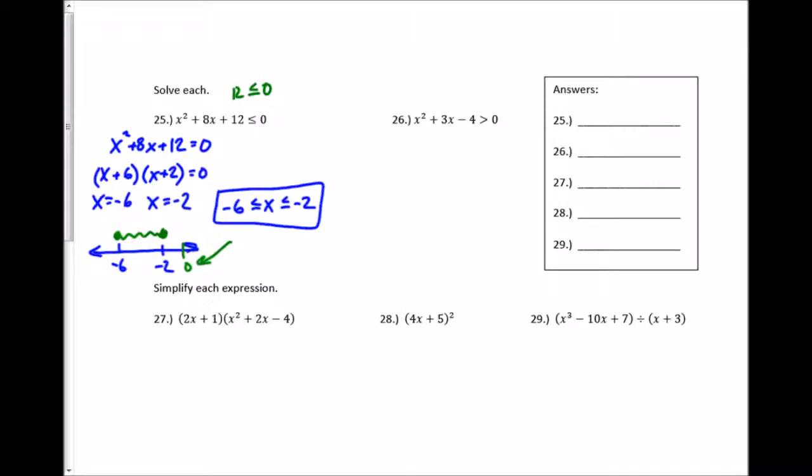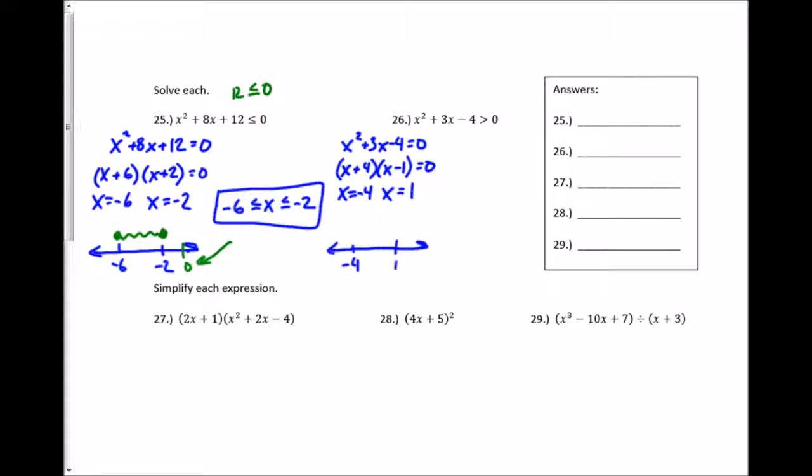I do the same thing with the next one. Again, I ignore the fact that it's an inequality for a moment. I build a bridge and I do my factoring. That's x plus 4 and x minus 1. It factors into these two values, so I get x equals negative 4 and x equals positive 1. And now I throw these on a number line.